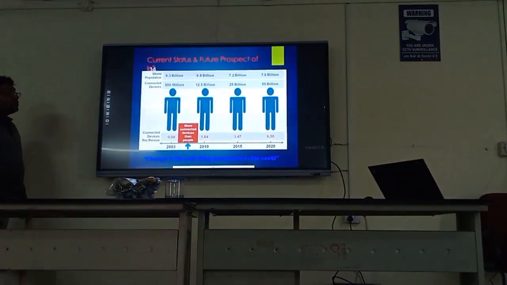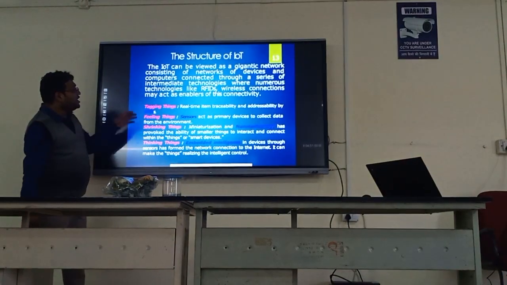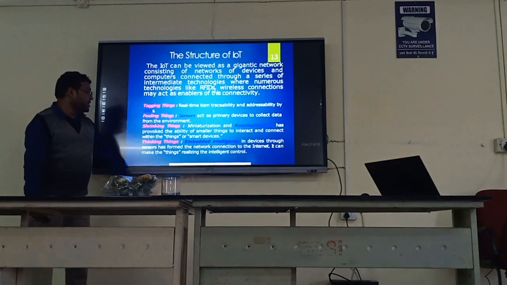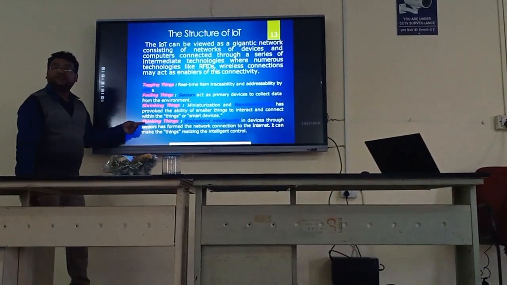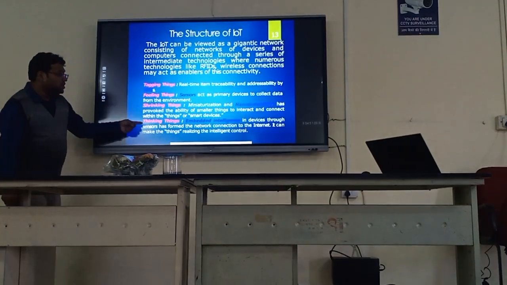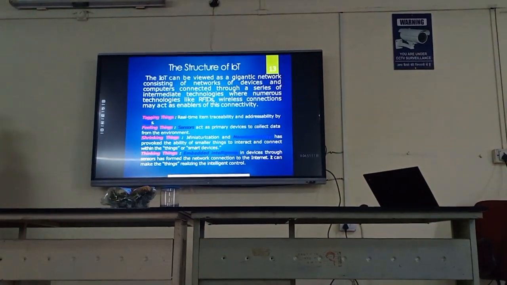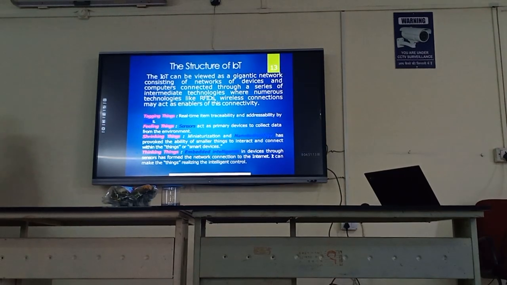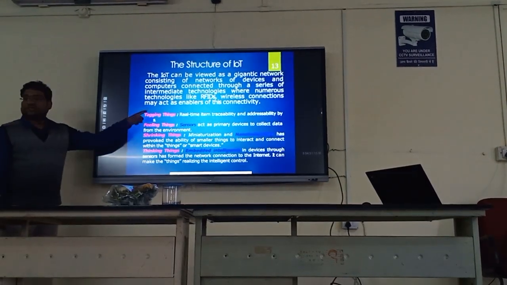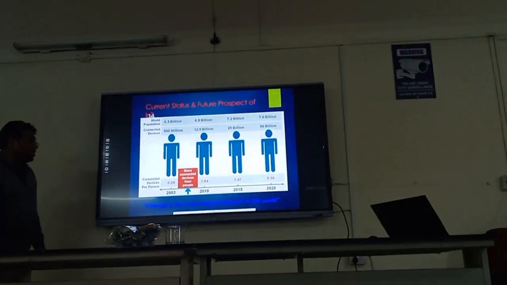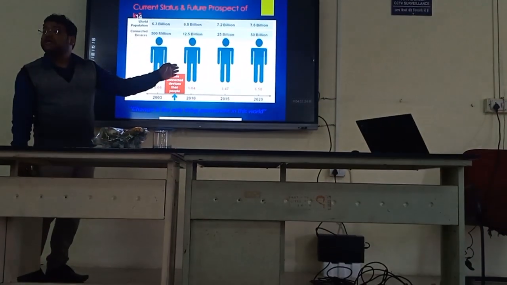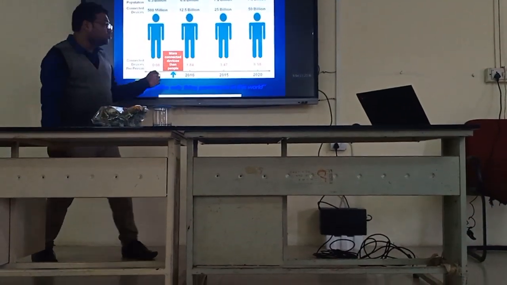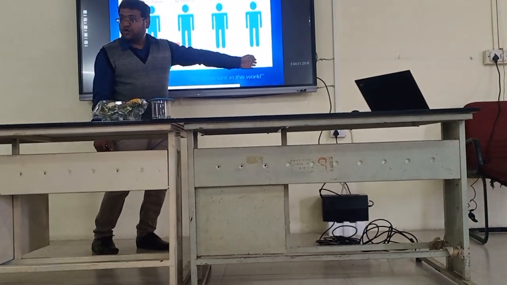Now, if you think about the structure of IoT devices: tagging things, feeling things, shrinking things, and thinking things. Here we use IoT in order to introduce this part, which deals with these four basic categories. Now, if you see, the number of users using IoT devices has drastically increased from the year 2003 to 2020.